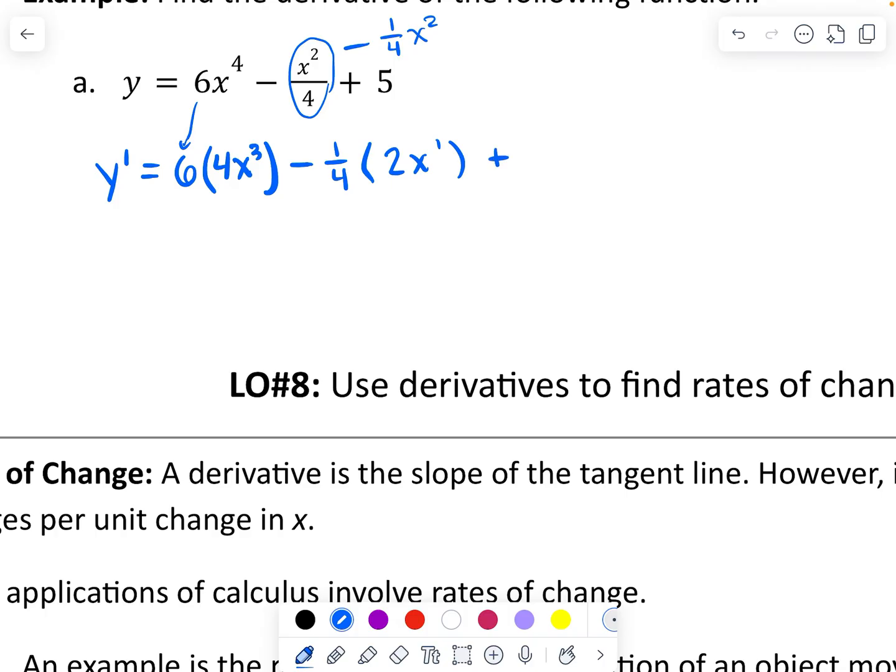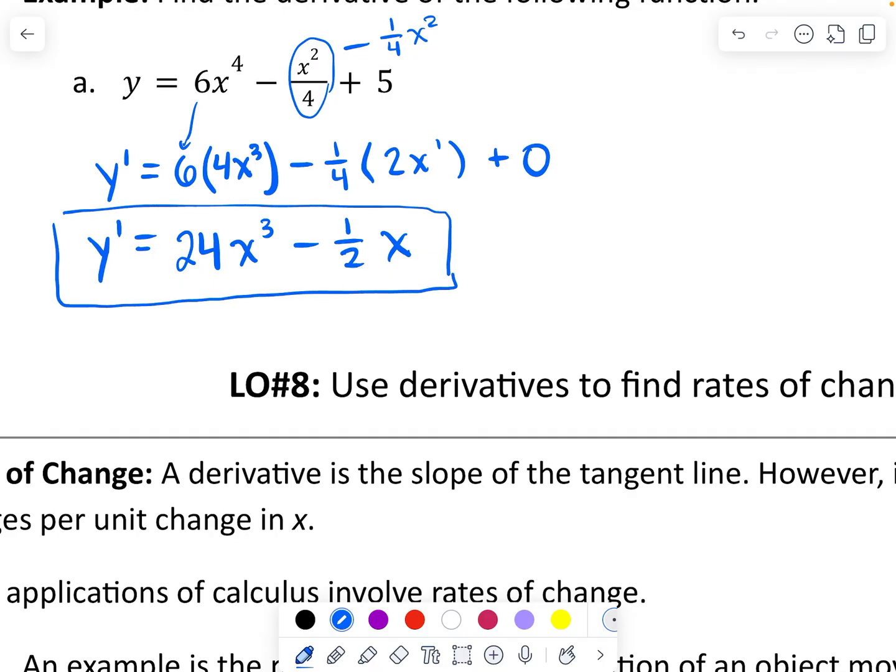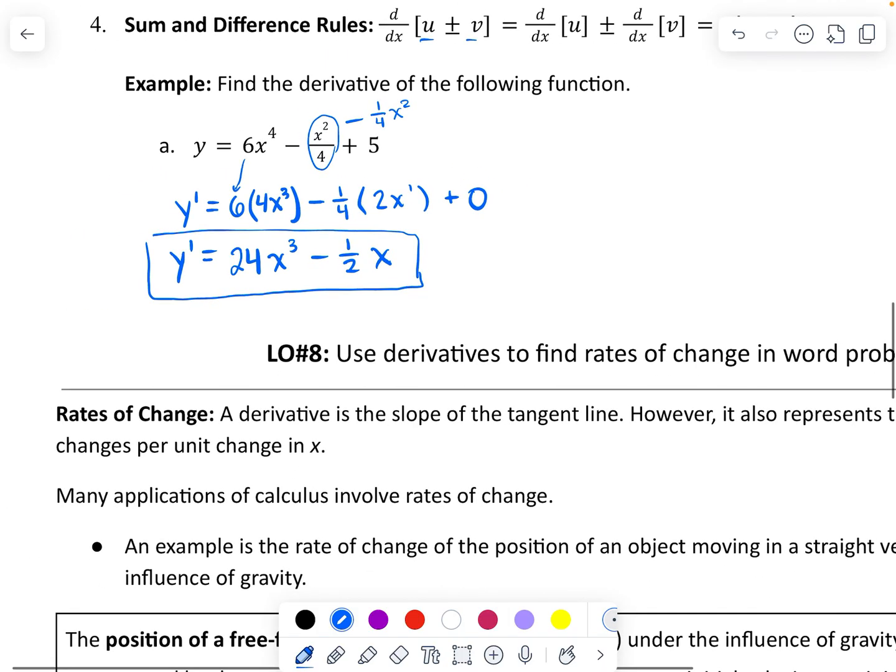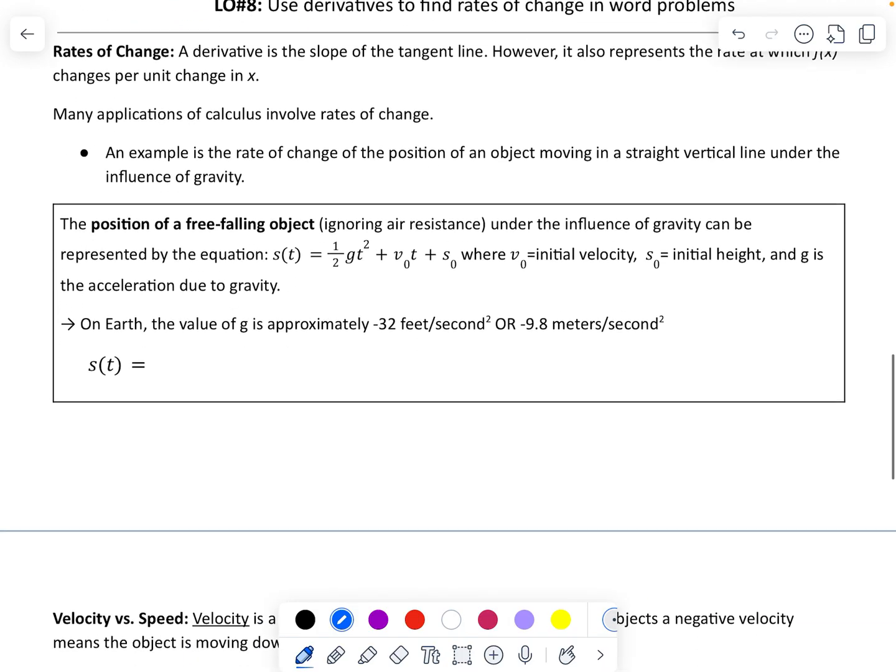And then the derivative of 5, normally you wouldn't write this. The derivative of a constant is 0. Okay. Normally you wouldn't write plus 0. I'm just doing it because we're still learning. And now we can simplify this a little bit. We have 24x cubed minus 1/4 of 2, which is 1/2 x. Okay, so y prime equals that. Believe it or not, we're almost done.